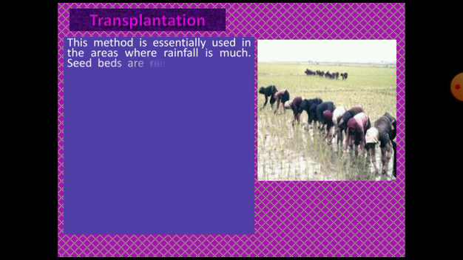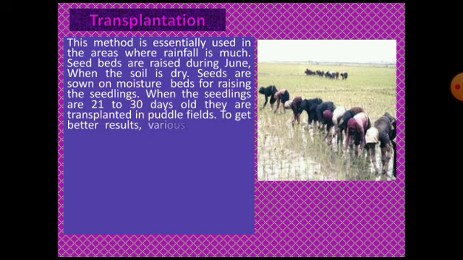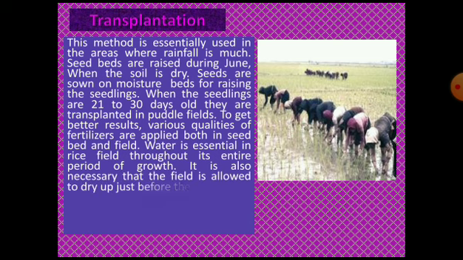Next is transplantation. This method is essentially used in the areas where rainfall is much. Seed beds are raised during June. When the soil is dry, seeds are sown on moist beds for raising the seedlings. When the seedlings are 21 to 30 days old, they are transplanted in puddled fields to get better results.